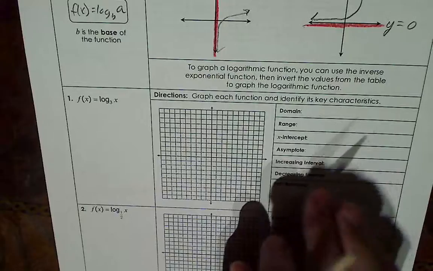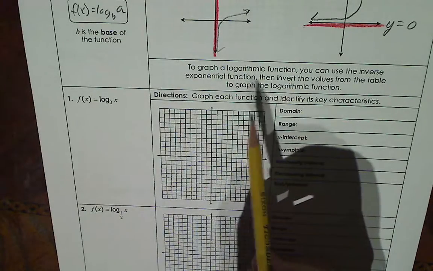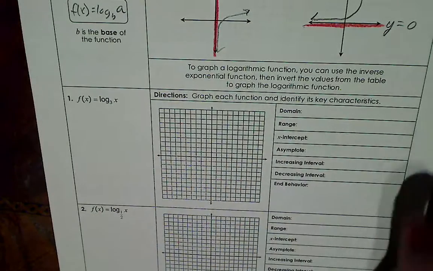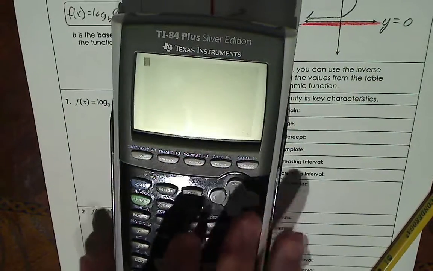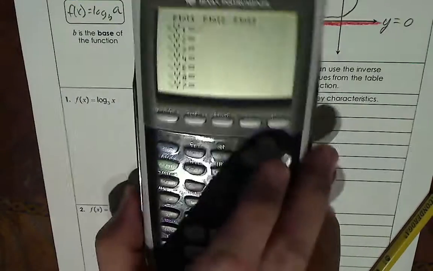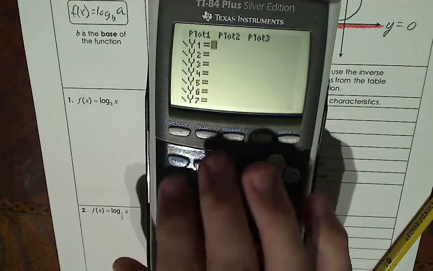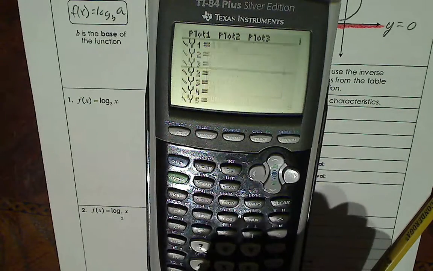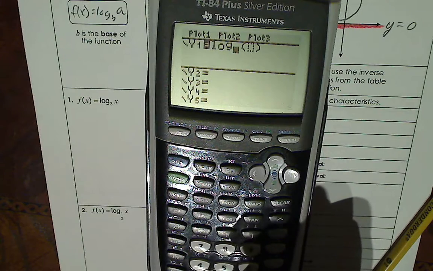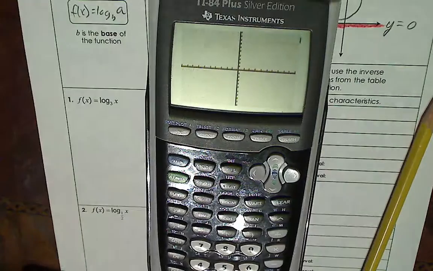So the log, I know it says to use inverse exponential function to graph this, but here's what I'm going to tell you, especially with an updated version of the calculator. You can graph a logarithm using the function alpha window. Number 5 is your log base. So if I want to graph log base 3 of x, that's what I'm going to put. And you graph log base 3 of x.